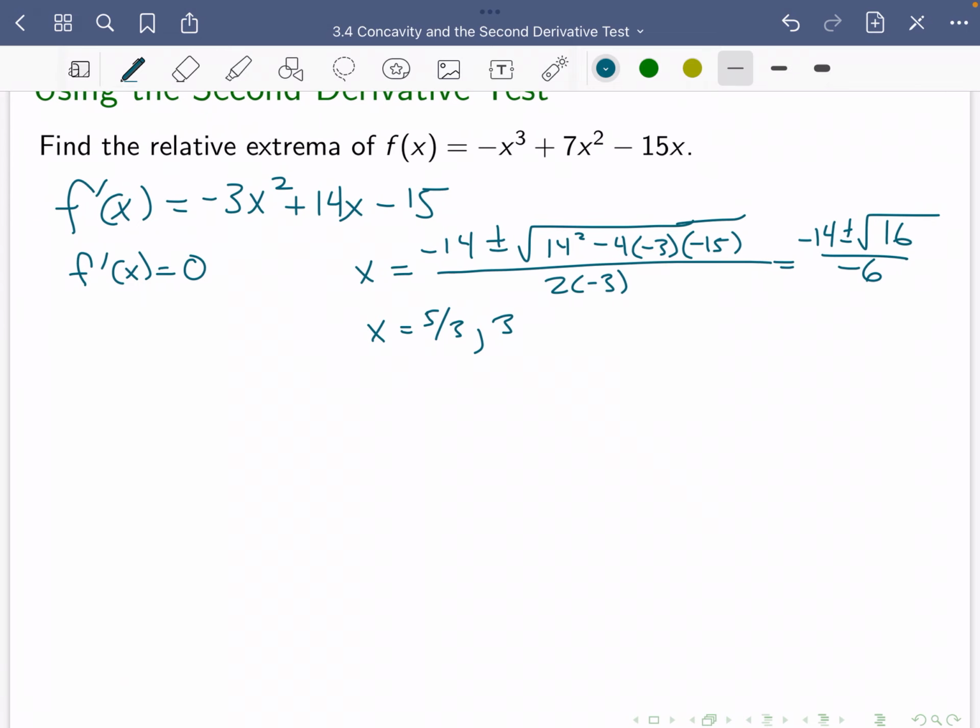So what does that tell us? Well, these are the possible locations of maximums or minimums. And so now what do we want to do? You might say, I just want to do the first derivative test. I'm going to do a sign chart for the first derivative and find out what's true to the left and to the right of 5/3. Does it change from increasing to decreasing? What's happening on either side of 3? Instead of doing that, though, let's use our second derivative test.